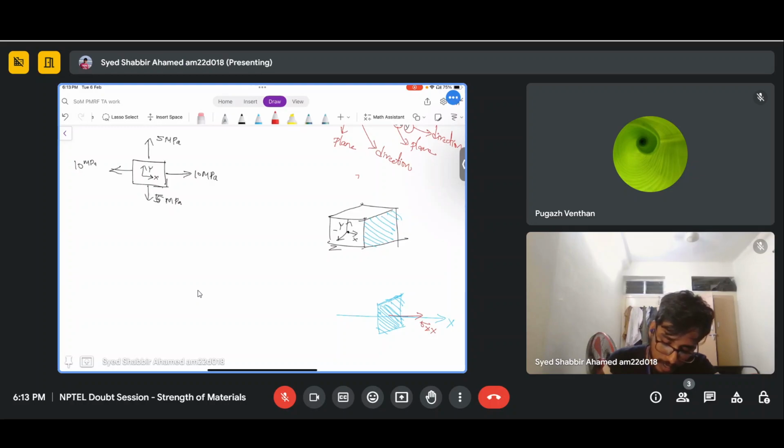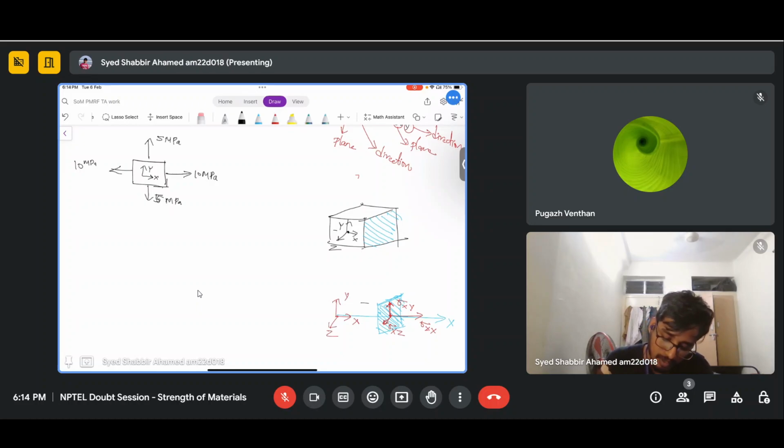And this stress is sigma xy. So this is acting on the x plane again, and it is acting in the y direction. And if I take this in this direction, this is sigma xz. So again acting on the x plane in the z direction. So this is the orientation which we use.